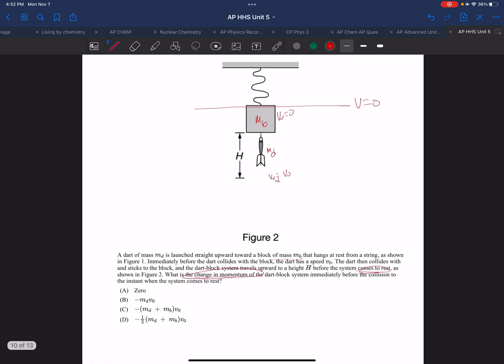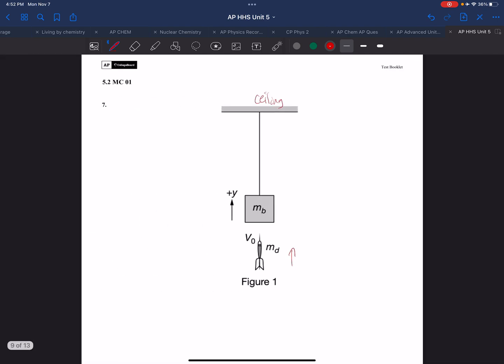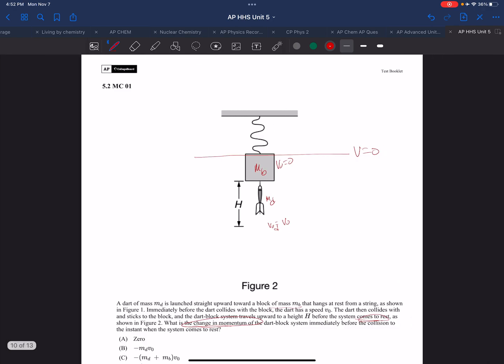So let's consider beforehand. This thing has a V0. So the initial momentum is mdv0. And this momentum is 0. And so the total momentum, initial momentum, is 0 plus mdv0. So the momentum before is mdv0.